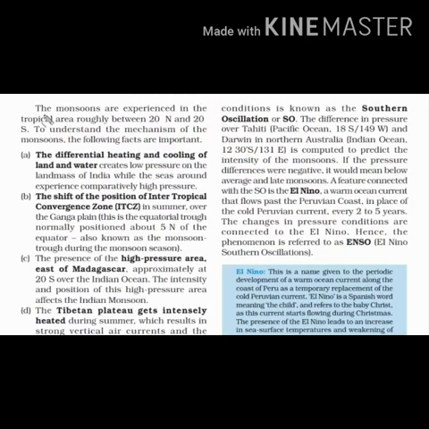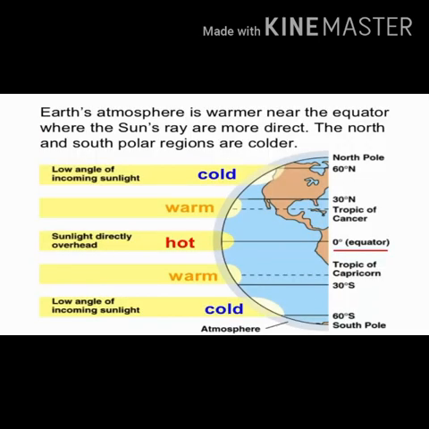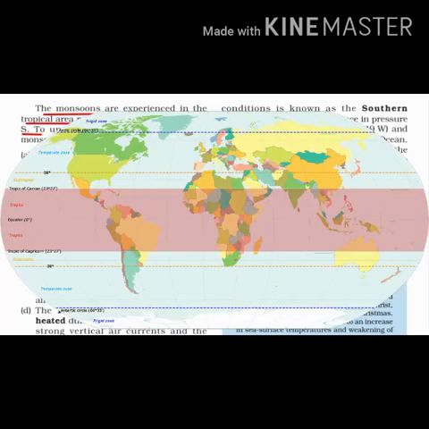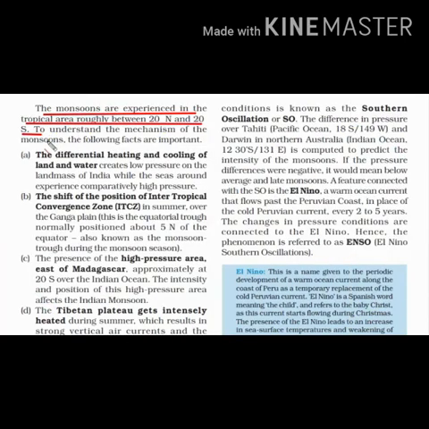The monsoons are experienced in the tropical area roughly between 20° north and 20° south. This region, that is 20° north in the northern hemisphere and 20° south in the southern hemisphere, is called the tropical region. And here the sun rays fall directly on the surface of the earth. Because after 20° north, the Tropic of Cancer starts, and after 20° south, the Tropic of Capricorn starts, and that region is called the subtropical region. About the monsoons, we have to understand a few facts, or rather, mechanisms.